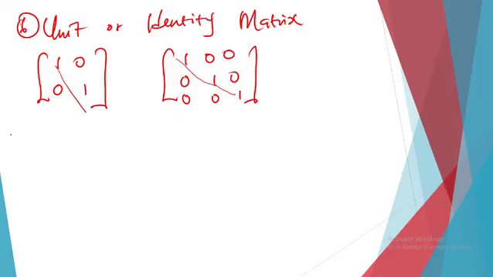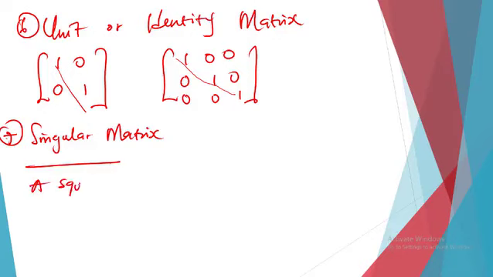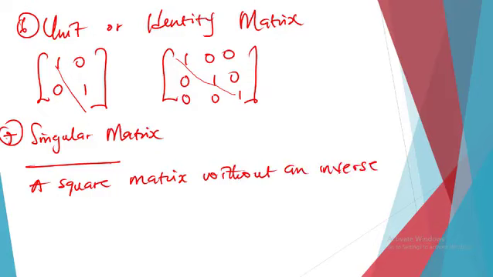Okay. Then we have number 7, which we call a singular matrix. What's the meaning of a singular matrix? A singular matrix is a square matrix which does not have an inverse. The condition is that it must be a square matrix without an inverse. Okay, so when we proceed, we will know what we mean by the inverse of a matrix. Probably in our next class we'll deal with the inverse of a matrix, so pay close attention.